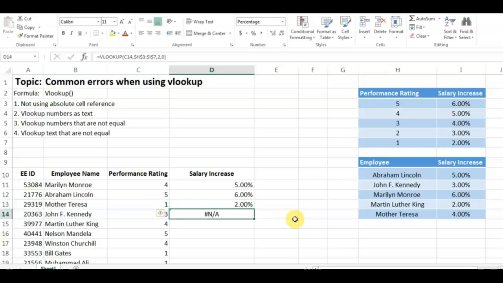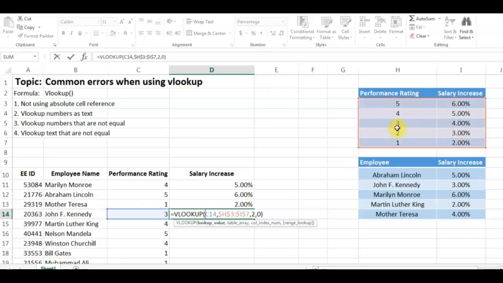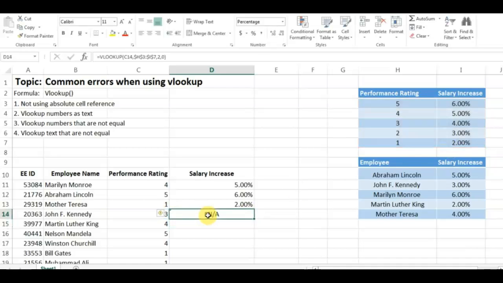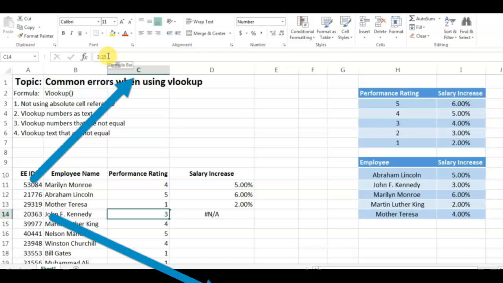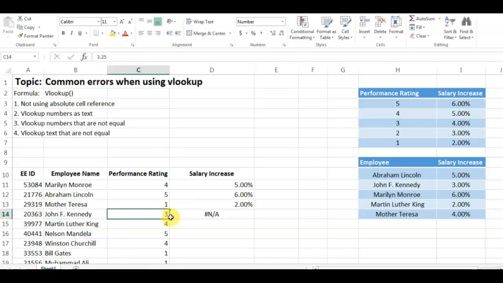Again we are not getting the answer, NA again. But look at the formula. The reference is correct. The performance rating 3 is correct. What can be wrong then? If you look at the formula bar, actually 3 is 3.25. That means it is not an absolute number. Therefore, we have to make it 3 in order to get the answer.